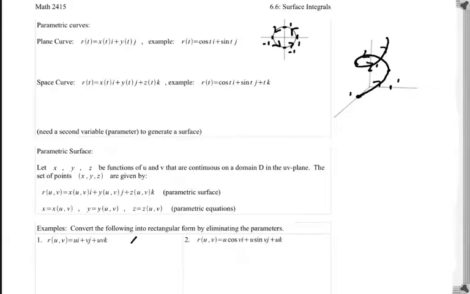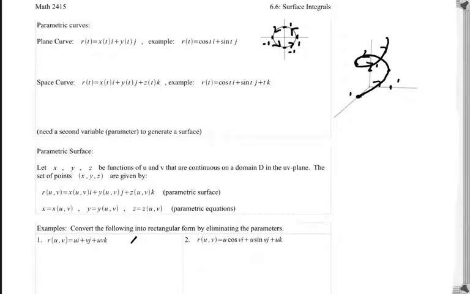So parametric surface, let x, y, and z be functions of u and v that are continuous on a domain D in the uv plane. The set of points x, y, z given by r of u, v is equal to x of u, v i plus y of u, v j plus z of u, v k. That's a parametric surface, and then your parametric equations would be x is equal to x of u, v, y is equal to y of u, v, and z is equal to z of u, v.